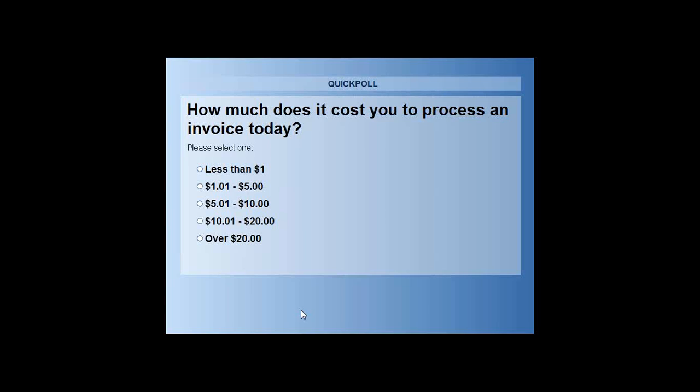Thank you very much indeed, Vishal. So coming up on your screen, this is the last poll that we're doing as far as benchmarking poll questions are concerned. How much does it cost you to process an invoice today? So this is a purchase invoice. This is your average cost of invoice, please. So if you bundle in your electronic, your EDI, your paper, your PO, your non-PO. Is it less than $1? $1 to $5, $5 to $10, $10 to $20, or is it over $20 today?